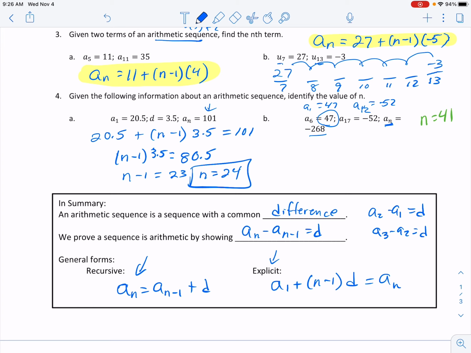Okay, I'm going to stop this right now and make another video doing geometric because this is really long.